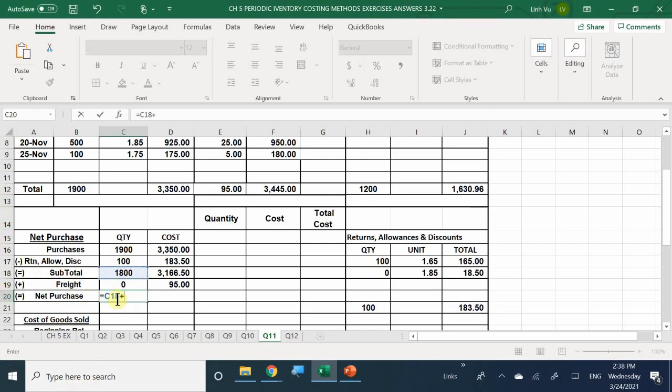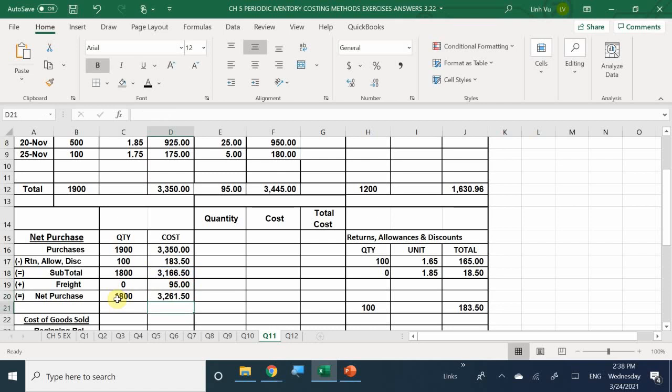So here, I'm going to do this and add them up. And what should be my total net purchases here? 3261.50. 3261.50, good. All right.